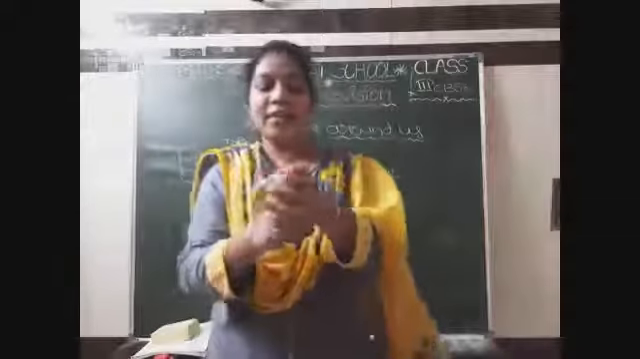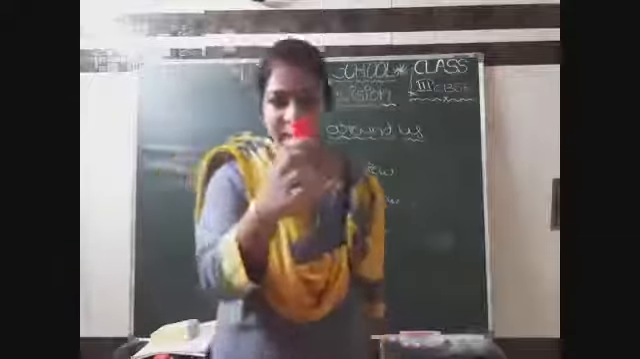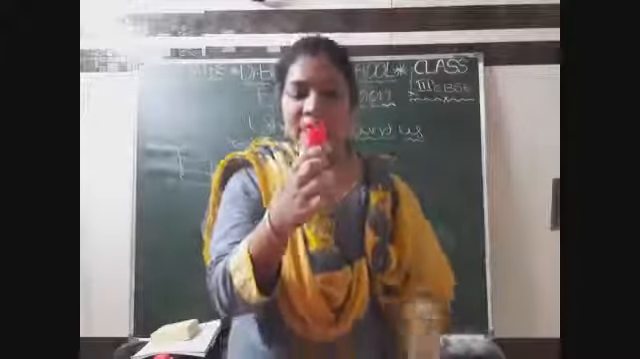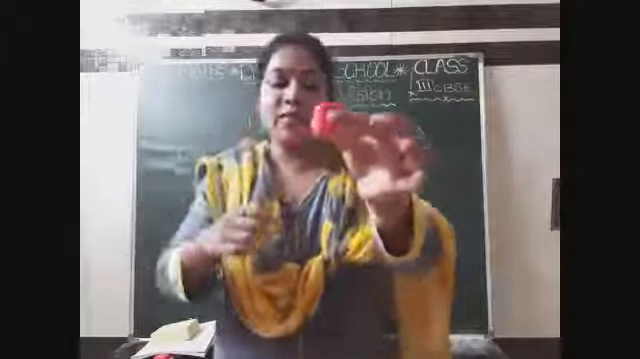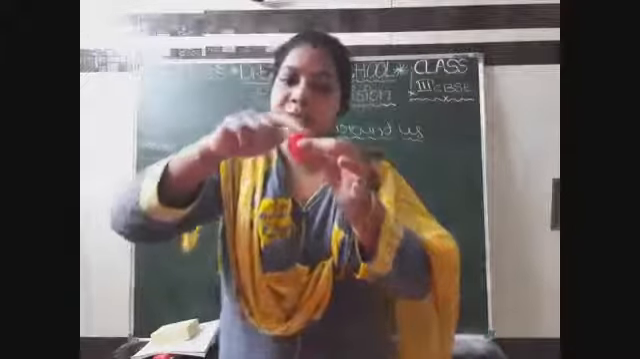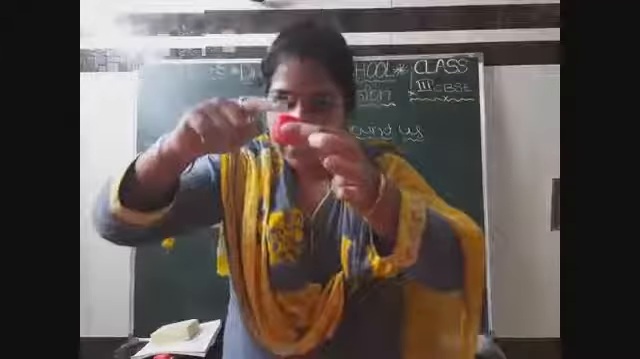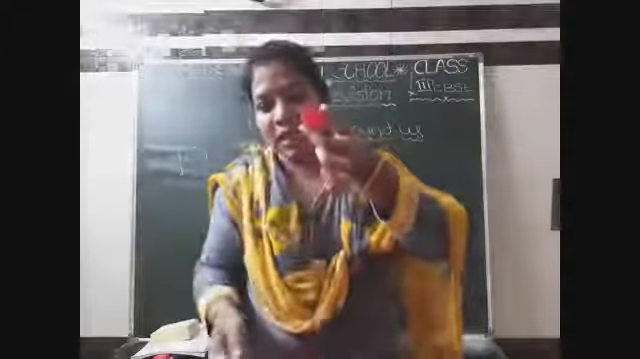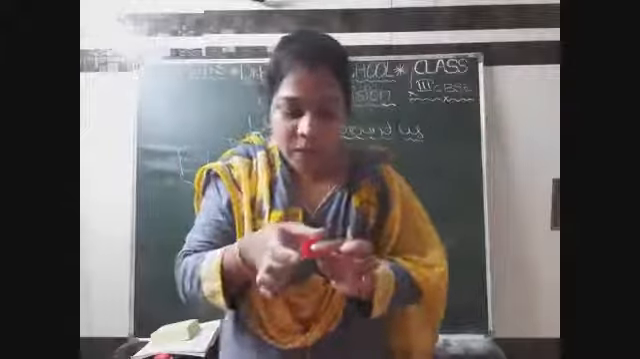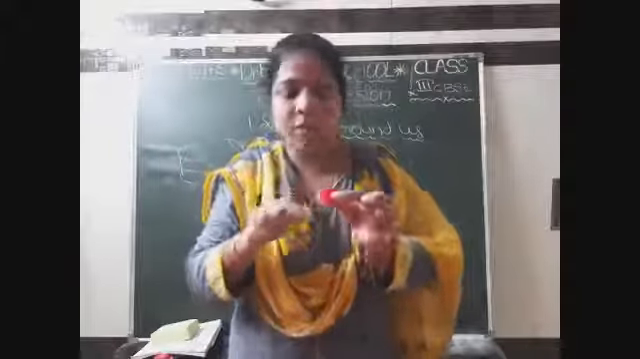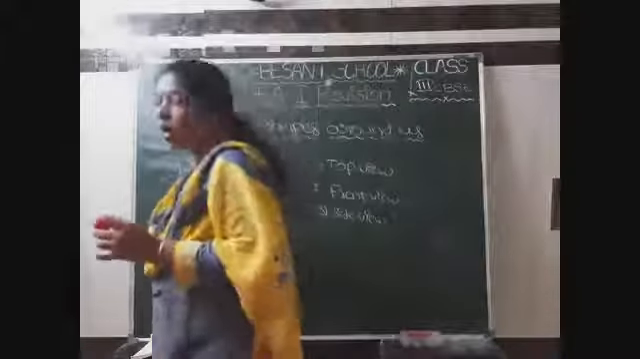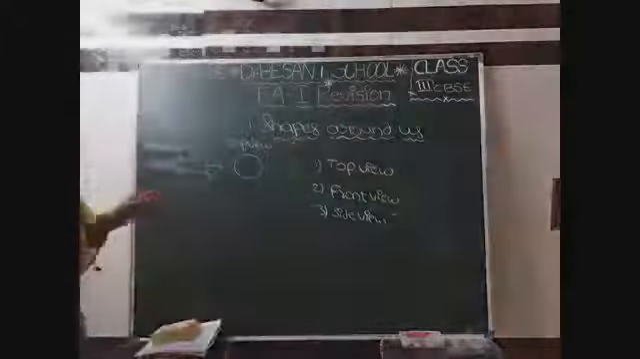This is the cylinder. It is a cylinder, right, children? Now, when we see from the top, we can see this portion. This portion is the circle shape. When we see from the top, we can see the top portion. Here, the circle is the top view of this cylinder.